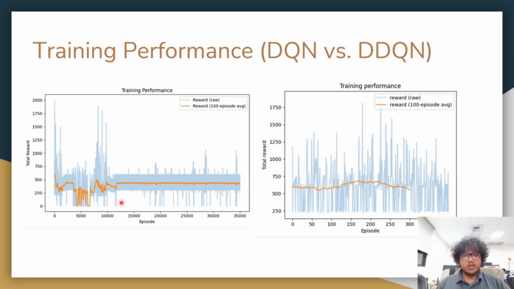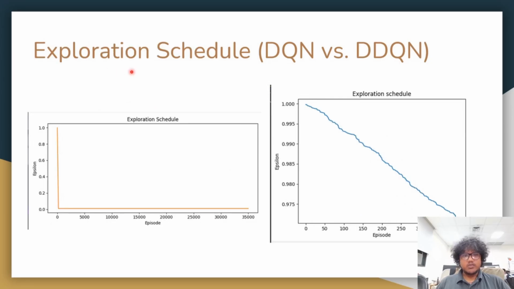Now let us look at the training performance of DQN versus DDQN. You can see in DQN that there is no high reward and the reward stays flat as the episodes increase, whereas in DDQN you can see that it tries to learn and go for the higher reward along the episodes. Now the exploration schedule of DQN versus DDQN. The exploration schedule of DQN is stable or mostly fixed, whereas the exploration schedule of DDQN decreases, which says that it is learning better.